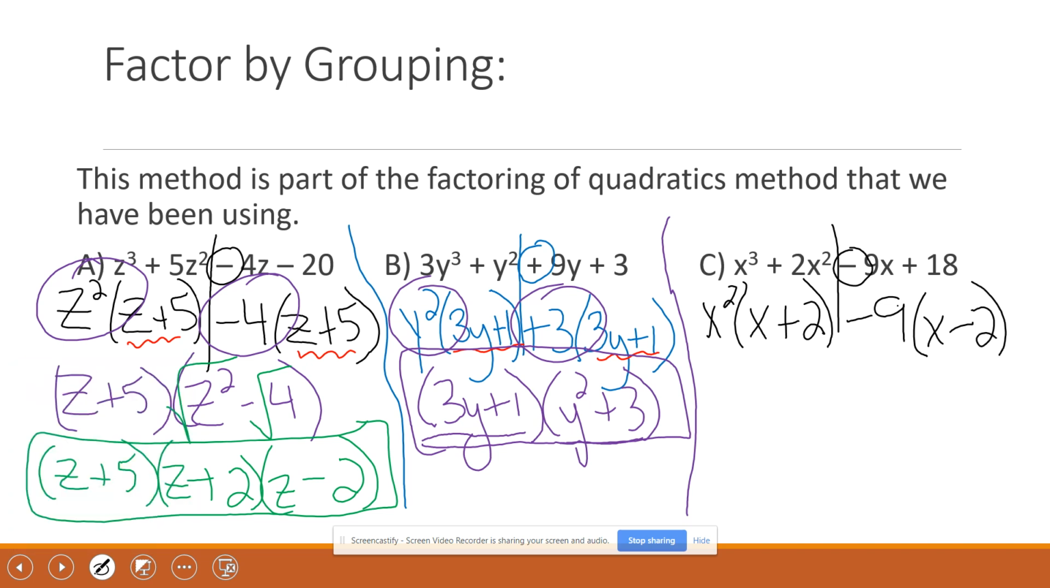So we check our parentheses here, and we run into a problem because I have an x plus 2 and an x minus 2. Because these are not exactly the same, this is not factorable any further.